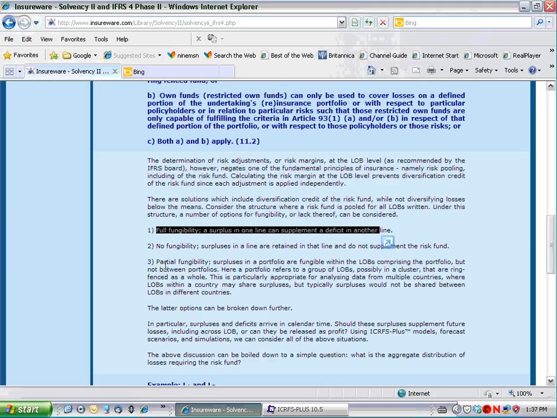But you can also have partial fungibility. What do I mean by that? You can set up portfolios of LOBs, different groups of different portfolios. One portfolio might be a territory or country or a certain class of business units. Now, you could have full fungibility between LOBs in the same portfolio, but if you've got two LOBs that are in different portfolios, there's no cross-subsidization of surpluses, there's no fungibility.